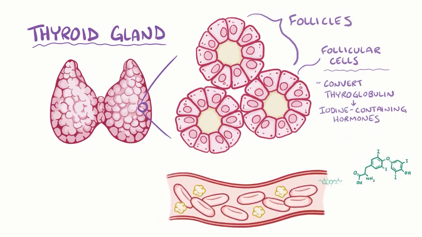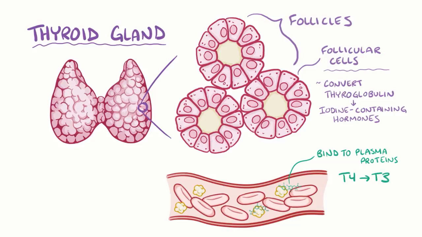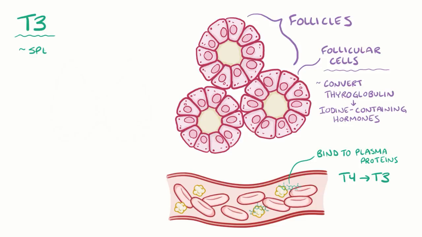Once released from the thyroid gland, these hormones enter the blood and bind to the circulating plasma proteins. Only a small amount of T3 and T4 will travel unbound in the blood, and these two hormones get picked up by nearly every cell in the body. Once inside the cell, T4 is mostly converted to T3, where it can exert its effect. T3 speeds up the cell's basal metabolic rate.